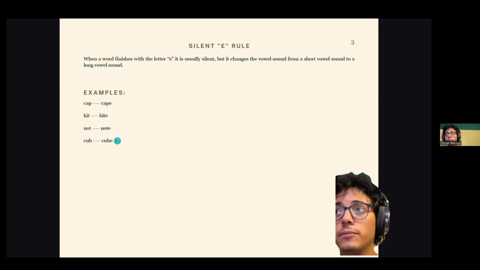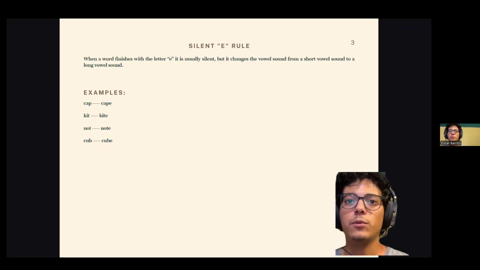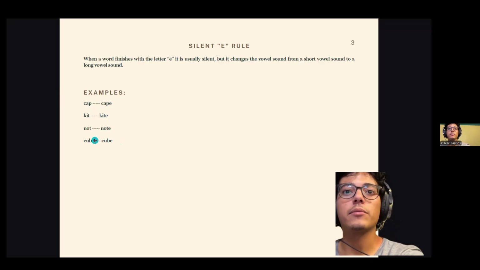And finally, the final pairing is the word cub. That U sound is going to change into a long U sound with cube, from cub to cube. So that is the final topic that we studied during the third course.